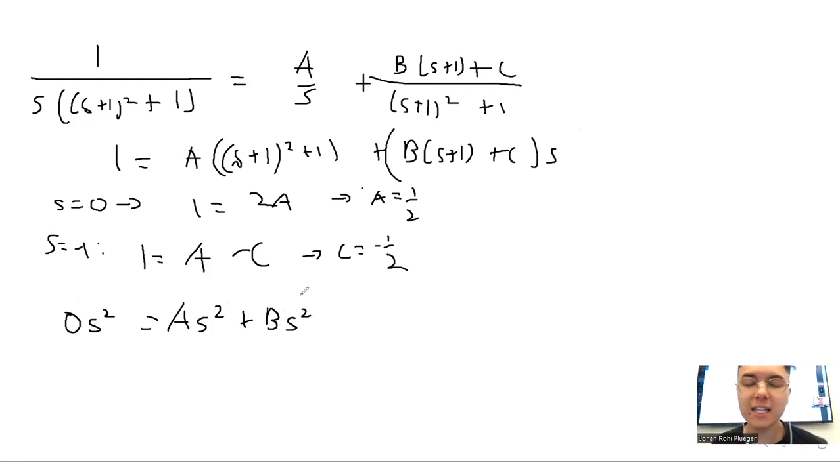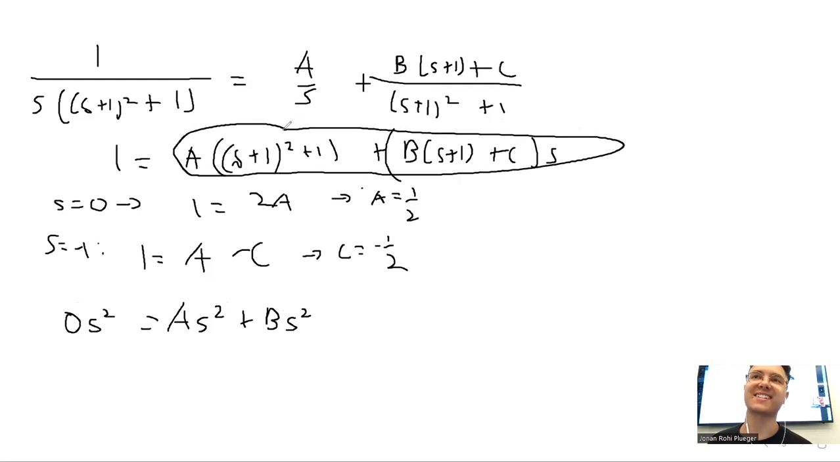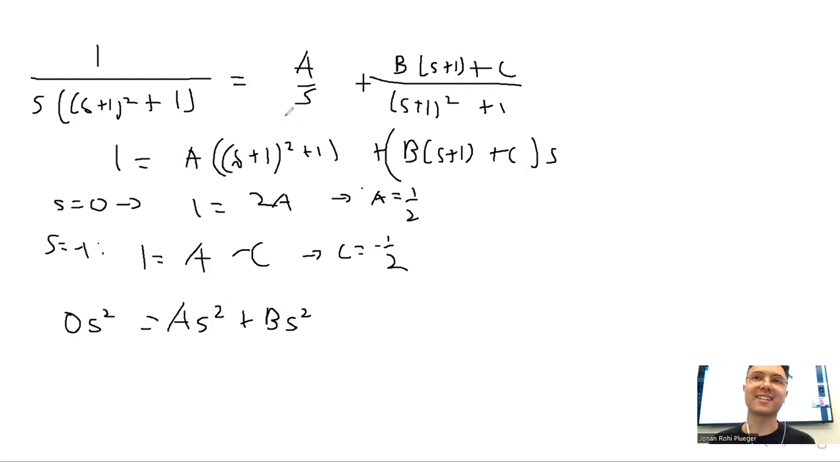When in doubt, if you really don't know where the S squared and S terms are, multiply absolutely everything out. But that is annoying. So sometimes you want to pick one that's really easy to figure out the letters for. In this case, this gives us zero equals A plus B, which gives us the lovely B equals negative 1/2.